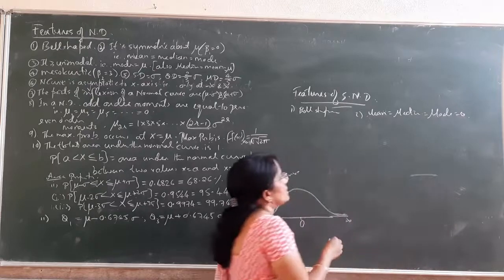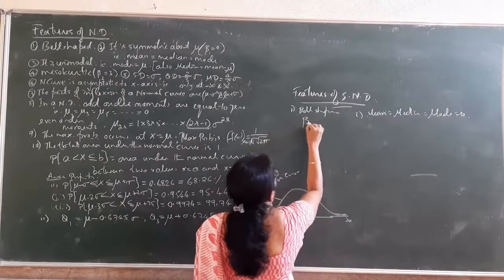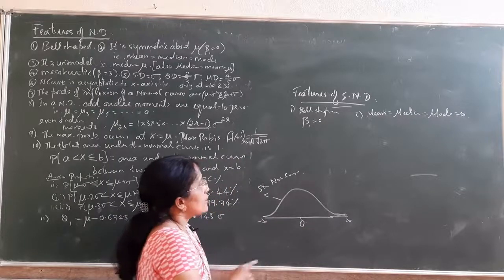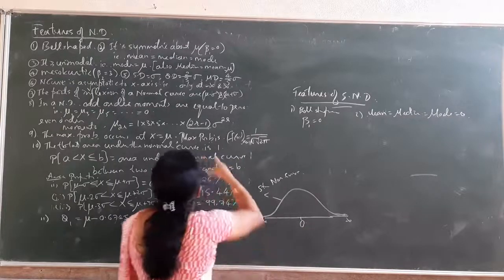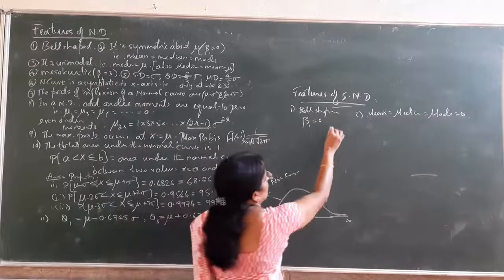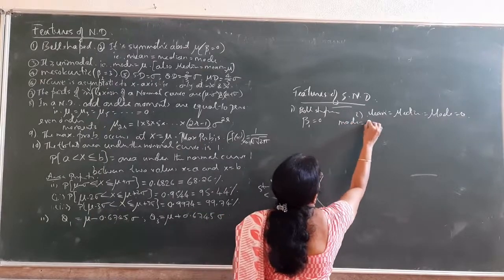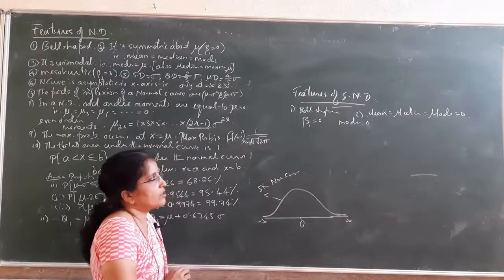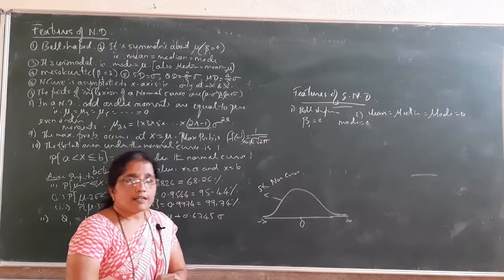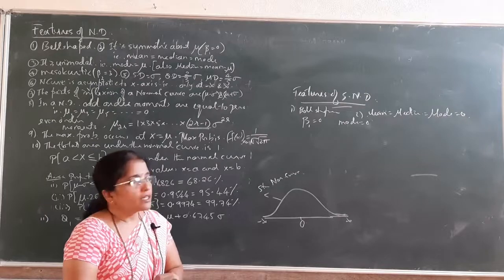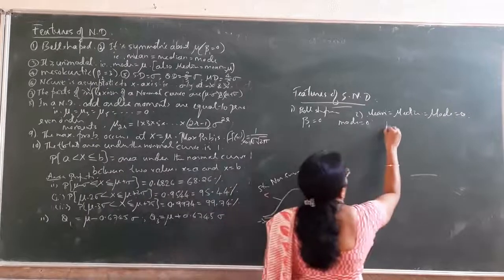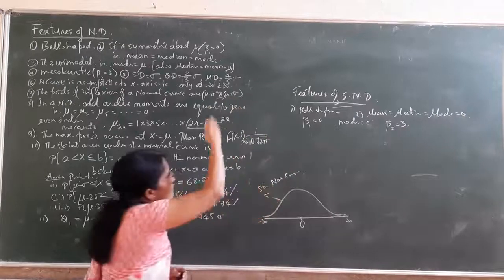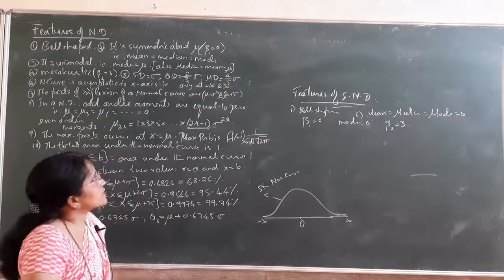Next, the value of beta 1 equal to 0. Next, the standard normal distribution is also a unimodal distribution, and the modal value is mode equal to 0, median equal to 0, mean equal to 0. Next, it is a mesokurtic curve. Therefore, the value of beta 2 equal to 3. In a similar way, you can study the features one by one.